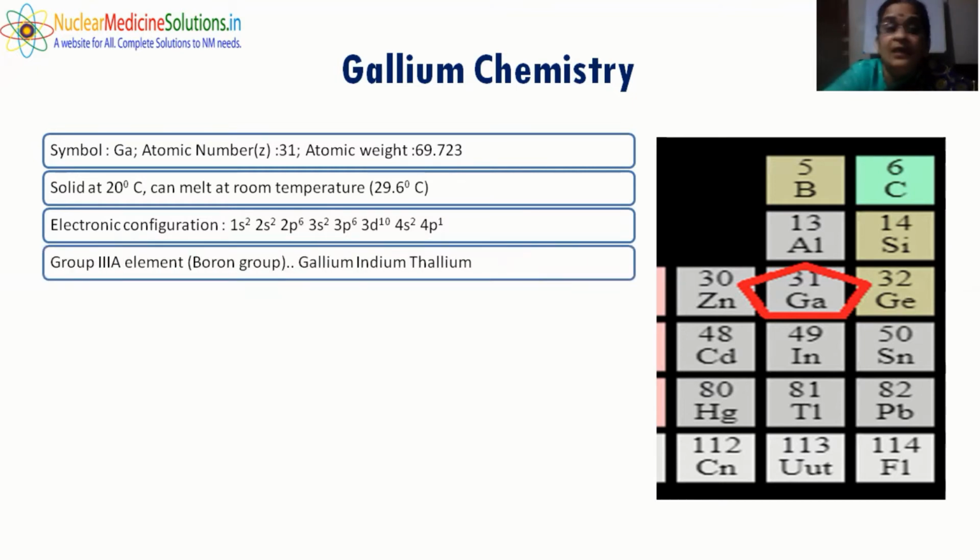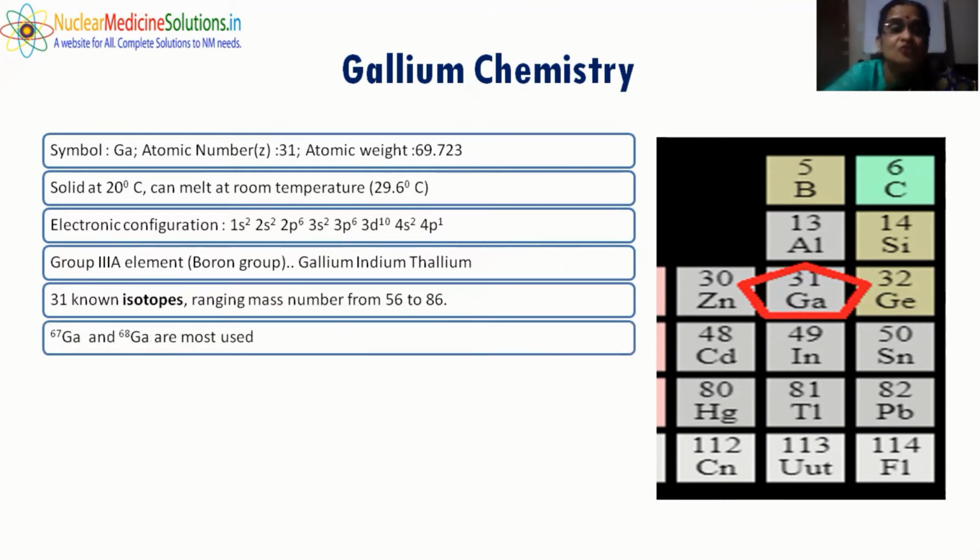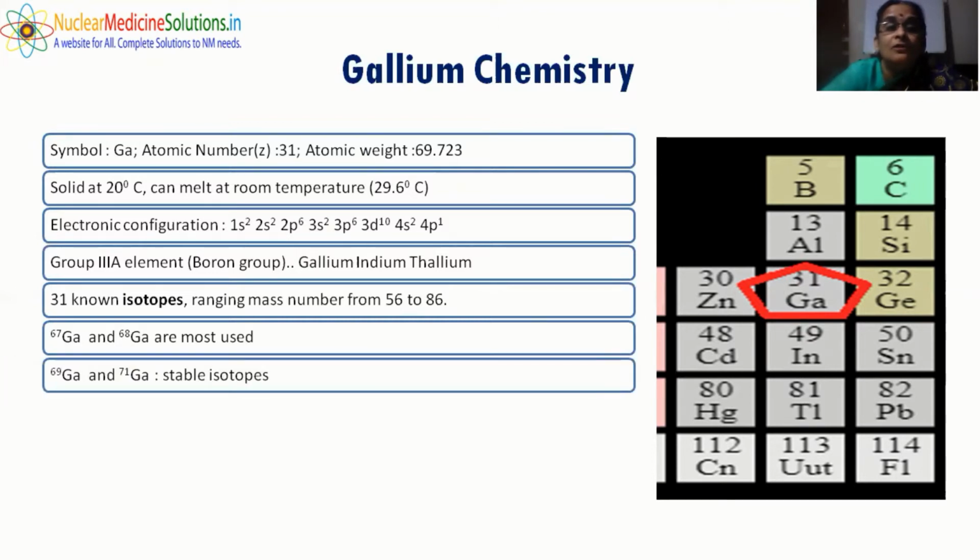Now, gallium is a group 3A element, as I told you, the boron group, and it has important metals like gallium, indium, and thallium, all three of which have a radioisotopic form that has been used in nuclear medicine. It has 31 known isotopes, ranging in mass number from 56 to 86, and the most used radioisotopes are gallium-67 and gallium-68. Now, gallium-68 is the one in much of the talk, and it is a positron emitter, as we have already talked about.